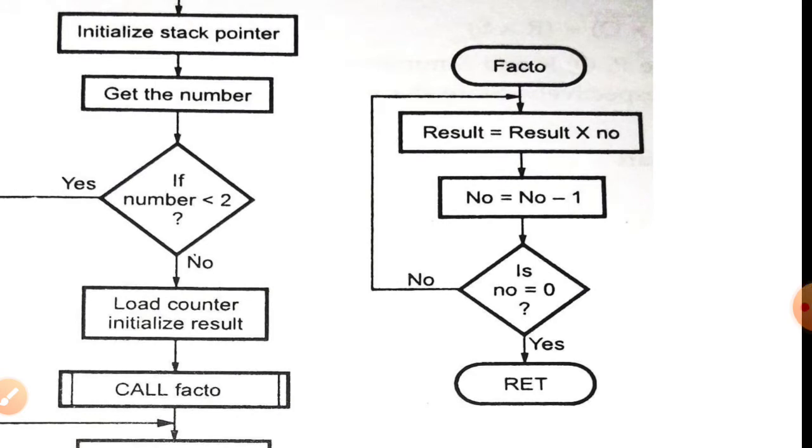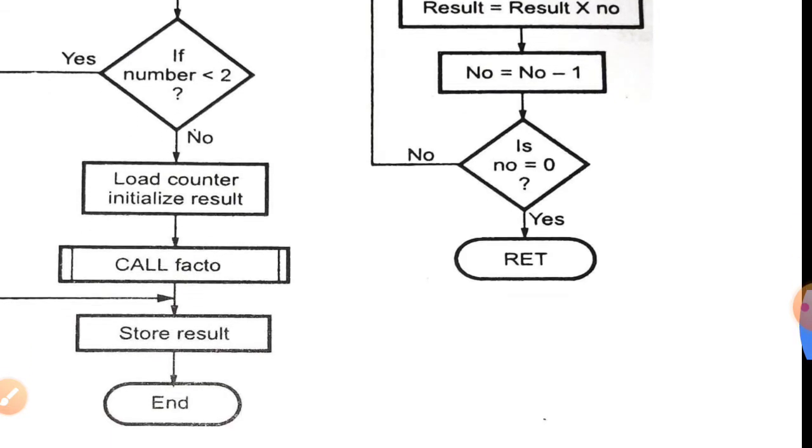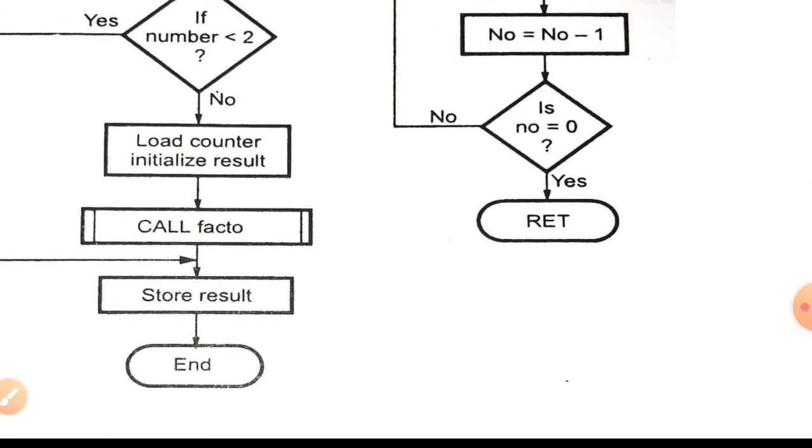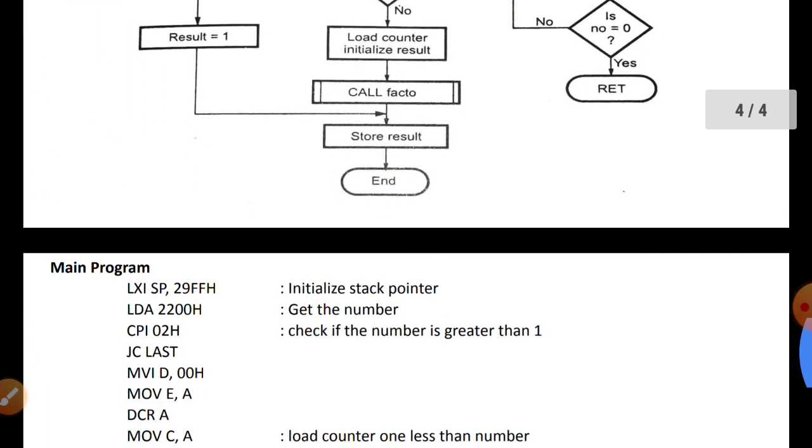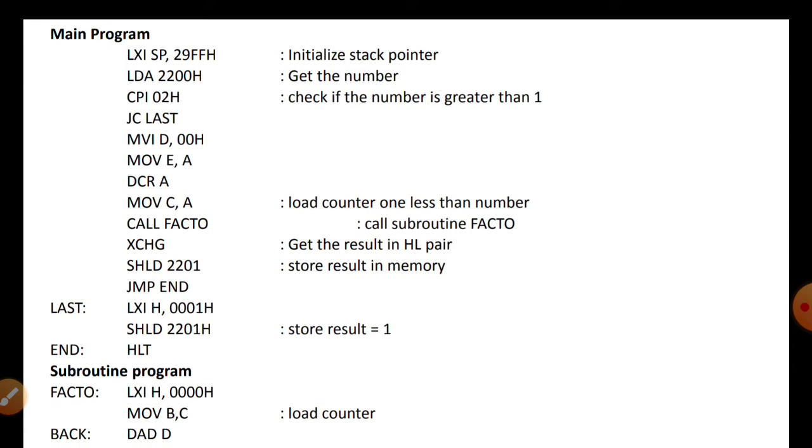The factorial program will start with result equal to result into the number, and then we decrement the number by 1. We repeat the process of result equal to result into number till the number becomes 0, and then it will return, store the result and end the program. This is how the flowchart works, and depending upon this flowchart, a program has been written. You have to very carefully understand what kind of instructions are being used, why they are used and how it works.